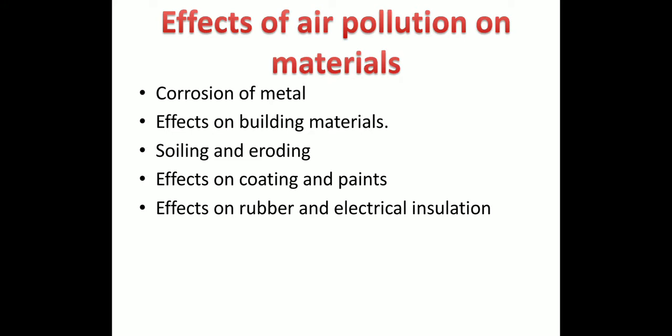Our point 4, effect on coating and paints. Mainly SO2, O3, H2S and aerosols damage protective layers like coating and paints of surfaces. And this is how air pollution affects materials. And our last point is effect on rubber and electrical insulation. O3 and PAN cause cracking of rubber and various electrical insulation, and so it cannot last for long. Its time span is shortened due to the effect of air pollution, and this is how the materials can be damaged.